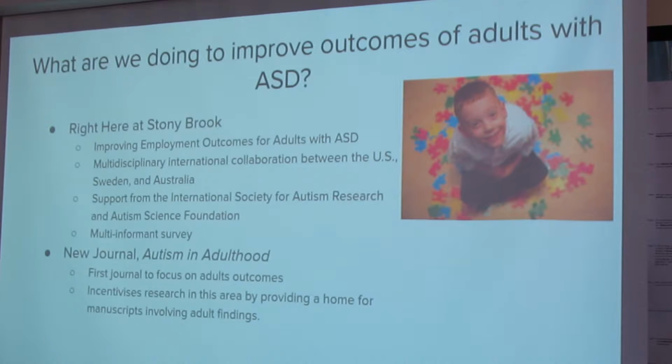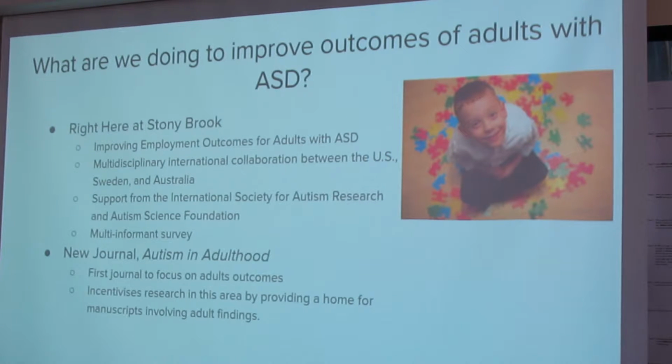So what are we doing to improve the outcomes of adults with ASD? I thought we would end on a positive note. Right here at Stony Brook, there's a lot of pioneering research on adults, because right now the vast majority of the literature is on children with autism spectrum disorder. That's what gets funded, and that's what journals are set up to publish about. But right now Stony Brook is collaborating with Sweden and Australia to figure out what's going on and how to better the employment outcomes of adults with autism.